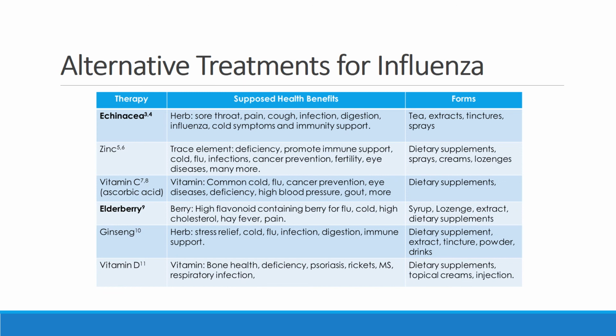There are many alternative therapies for the treatment of influenza. This is a table which lists the most common ones that I came across. There is little evidence to support almost all of these. However, the two I'm going to focus on are echinacea and elderberry, which seem to have some promising preliminary evidence. I will go into more detail about these two therapies later, but you can feel free to pause the video here if you would like to read through the information about the ones listed.